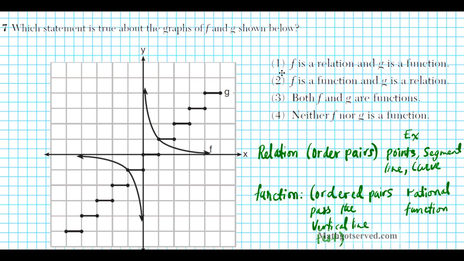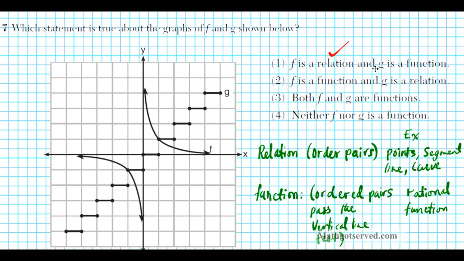So let's start with G and F. Option 1 says F is a relation and G is a function. Let's see. Is f a relation? The answer is yes. Why is that? Because any curve is a relation. We talked about that earlier. A relation is a curve, point, segment, or line. So f is a relation. True.